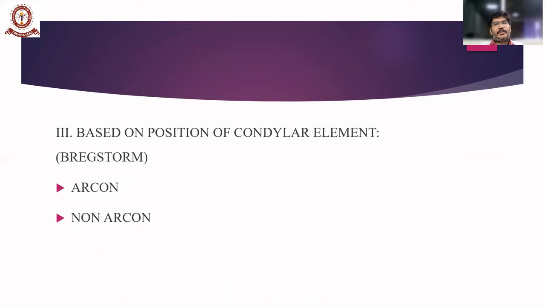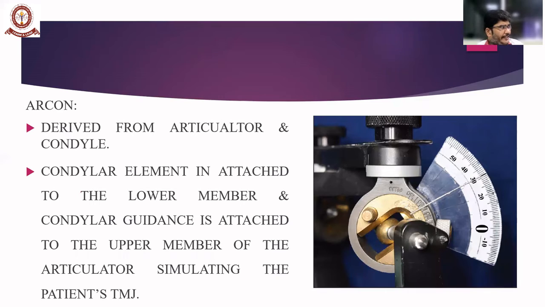Based on the position of the condylar element, Bergstrom classified articulators into Arcon and non-Arcon articulators. An Arcon articulator was derived from the terms articulator and condyle. The condylar element is attached to the lower member, and the condylar guidance is attached to the upper member of the articulator. It simulates the patient's TMJ. So this type of articulator is called an Arcon articulator.